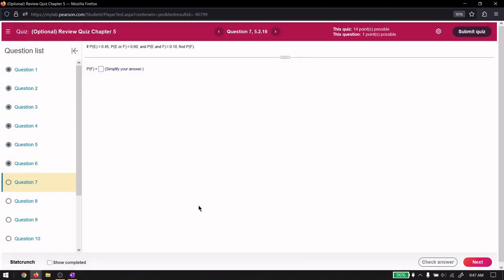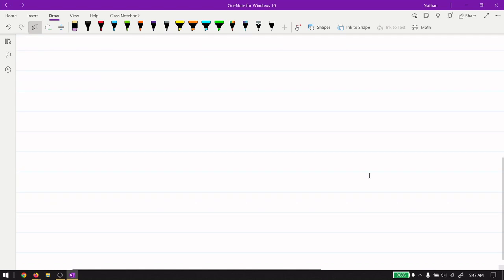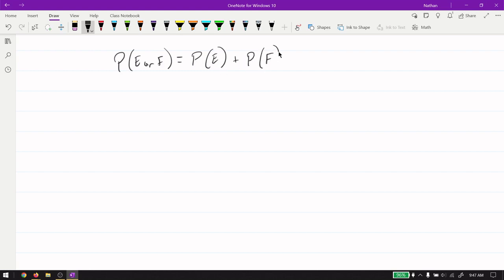Probability of E is 0.45. Probability of E or F is 0.6. Probability of E and F is 0.1. So find the probability of F. Now this is going to use the general addition rule like we saw before. So we had the probability of E or F is the probability of E plus the probability of F minus the probability of E and F, or the overlap between them.